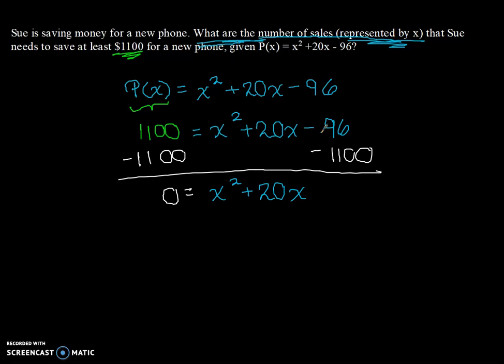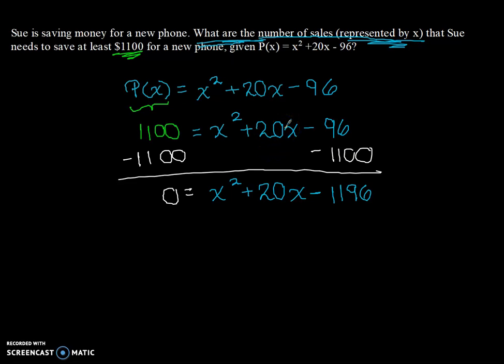So signs match. They're both negative, which means I can add. If I add positive 96 plus 1100, I'll get 1196, and then take the sign of the bigger number. The bigger number is 1100. It's negative, so is the sign. Or you could use a calculator. But in this case, you can solve for x by factoring or using quadratic formula.